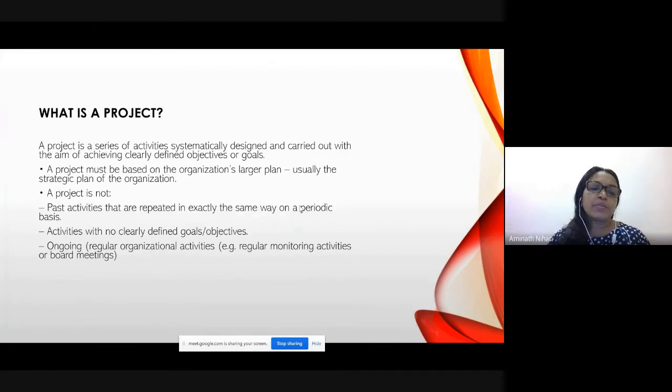So this is a little bit about what a project is not. It's not the activities that are repeated exactly the same way annually or twice a year or on a periodic basis like that. If you don't have clear goals or objectives, then also it's not fitting into the category of a project. The same way, ongoing organizational activities are also not counted as a project. So a project must be, like I said earlier, related to the strategic plan of the organization.